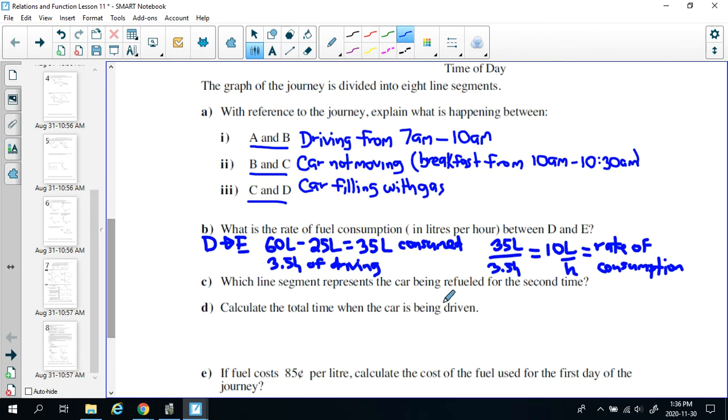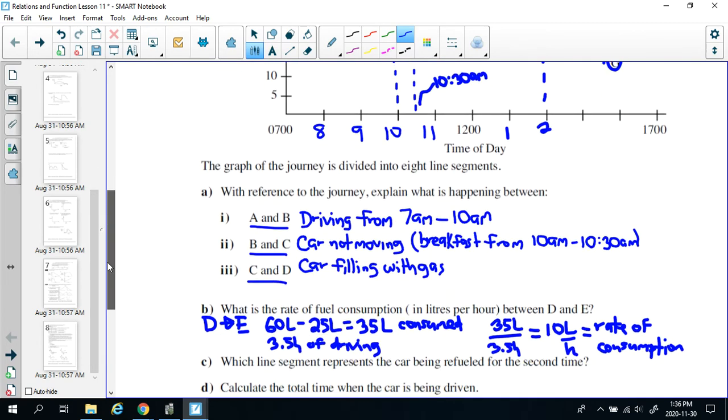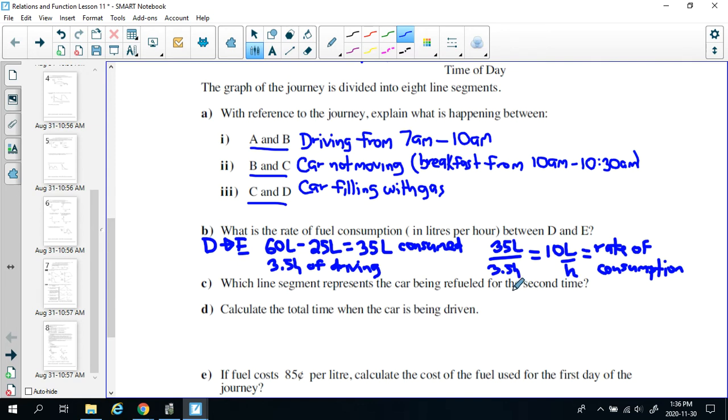Okay, it says which line segment represents the car being refueled for the second time. Again, when the car's getting refueled, it means you have an increase in the amount of fuel in liters. That's going to be this spot right here, where you would have an increase in the amount of fuel. So that's going to be from G to H, or we can just say GH here.